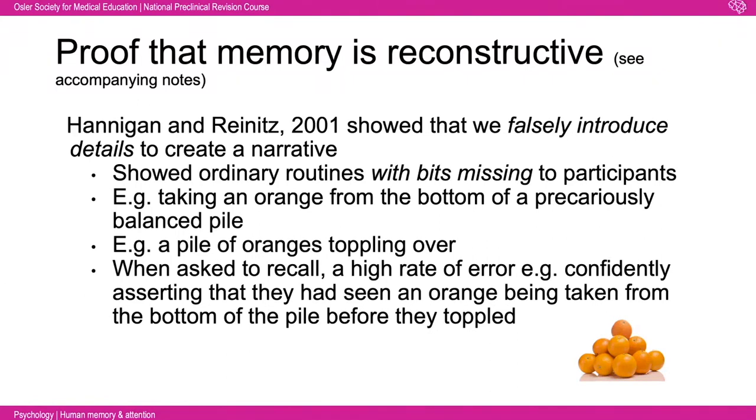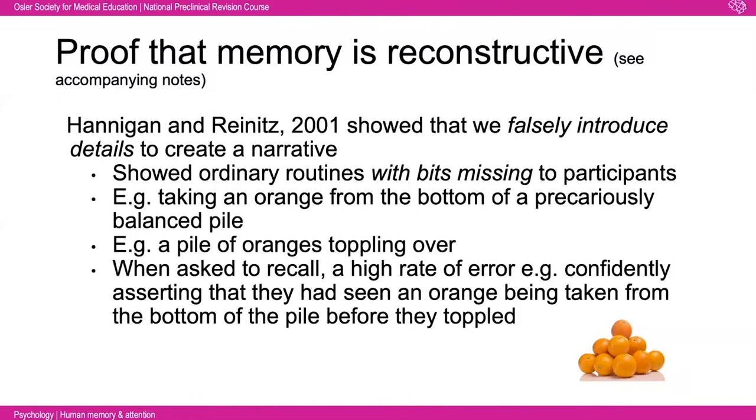But importantly, in either of those cases, they'd only be shown one of those two things. So they'd be shown someone taking an orange, but they wouldn't be shown them toppling over. Or they'd be shown them toppling over, but they wouldn't be shown the original event, which was someone taking one from a pile. Yet when asked to recall, there was a really high rate of error. So people were quite confident that they'd seen both, i.e. they'd seen someone take an orange and then they'd seen it topple.